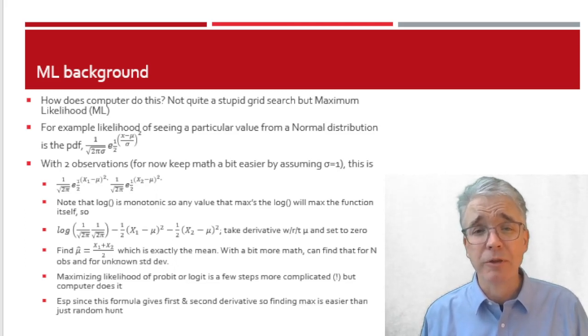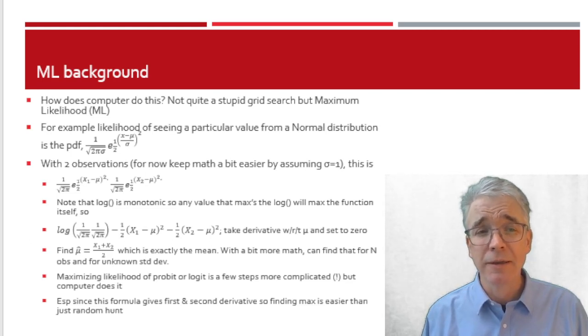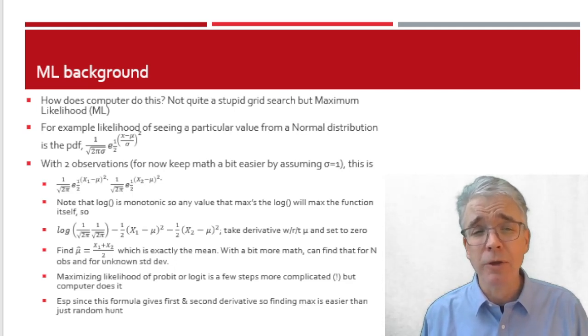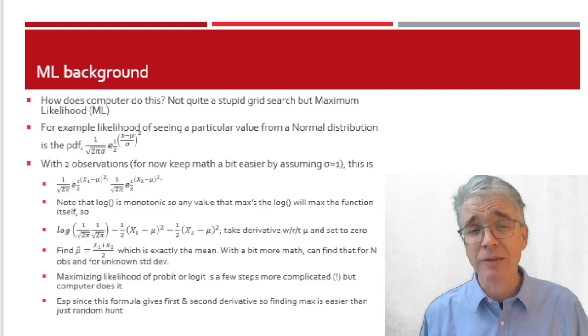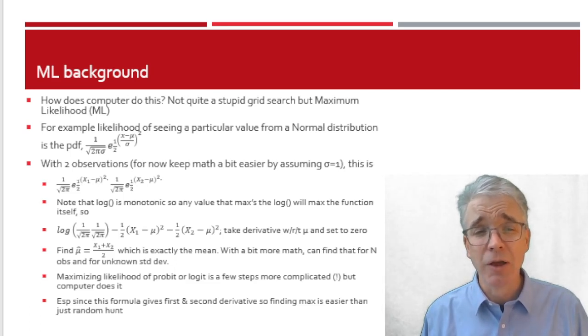Let me give a real simple example. If I see observations from a normal distribution, then the likelihood of seeing a particular value is just the PDF. I can write that down for two observations where, for now, to keep the math easier, I'm assuming sigma equals 1. That's 1 over the square root of 2 pi times e to the minus 1/2 (x minus mu) squared. We deal with the exponent by taking the log. The log function is monotonic, so any value that maximizes the log of a function will also maximize the underlying function itself. Taking the log gives a bunch of constant terms that'll drop out, and minus 1/2 (x minus mu) squared.